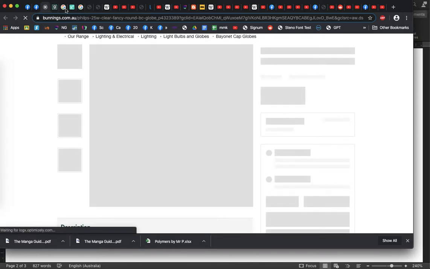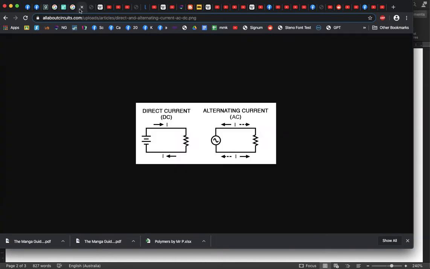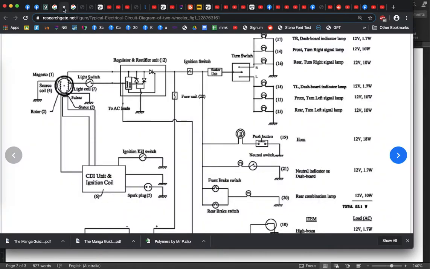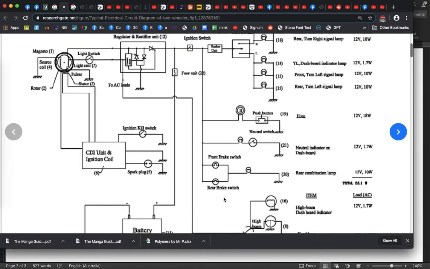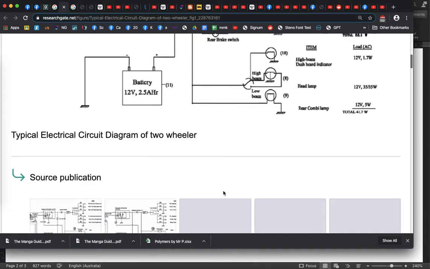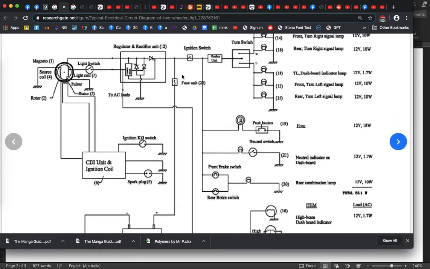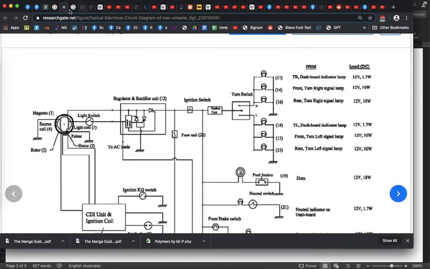No, there's Bunnings. So we can close that. We're not up to that yet. Okay, so yeah, here we have diodes, and no transistors I can see. I mean, these might be transistors, but they're not clear.